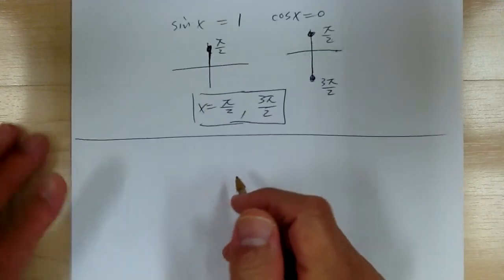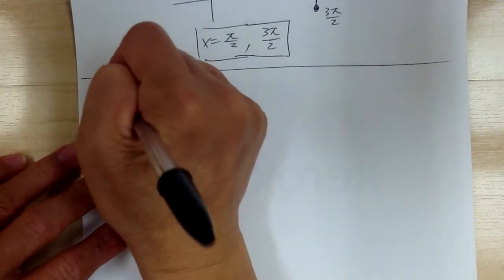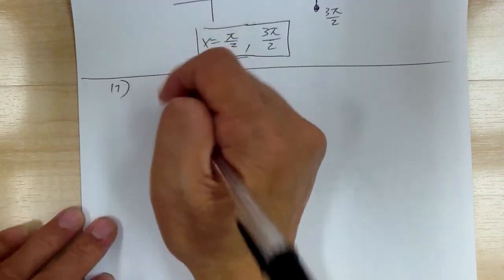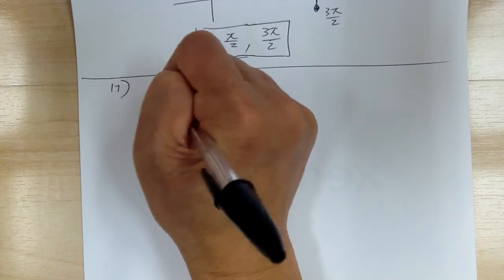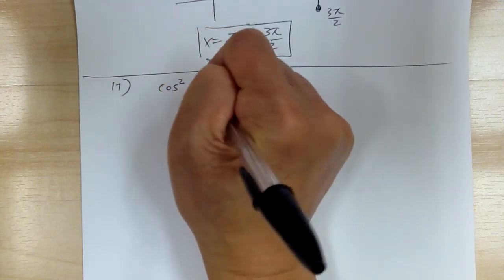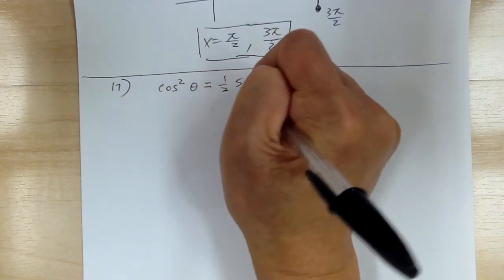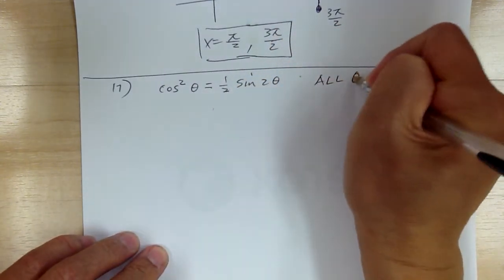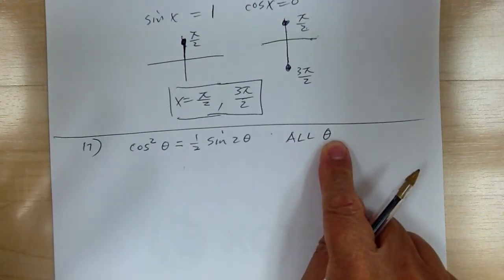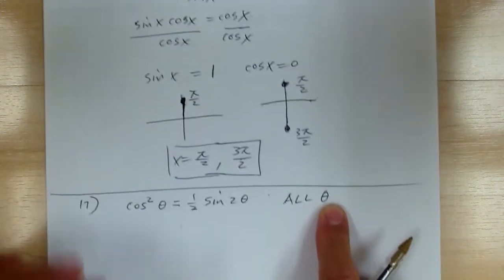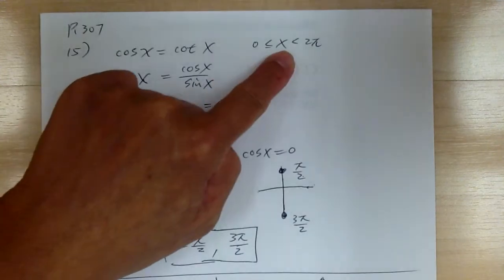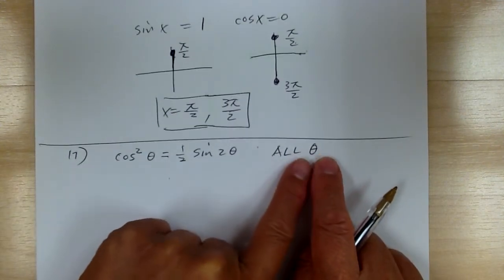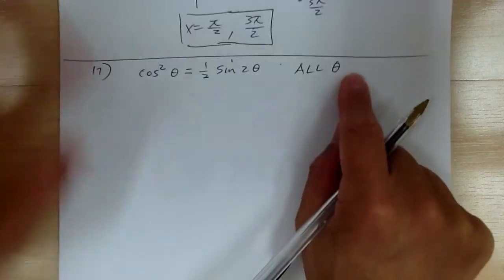Okay, let's go to 17. You have cosine square theta equal to 1/2 sine 2 theta, and your answer is for all theta. When it says all theta, it means you're looking for the angle in degrees. When you're talking about all real numbers like this, then it's radians. So when it gives you degrees, you have to use degrees for the answer.